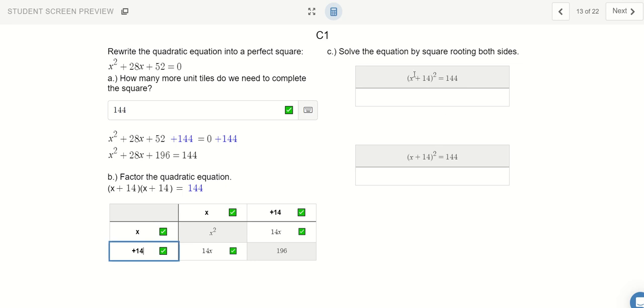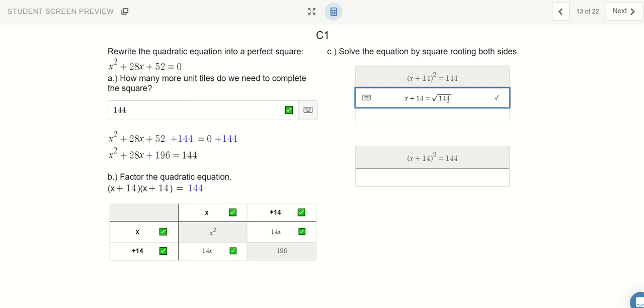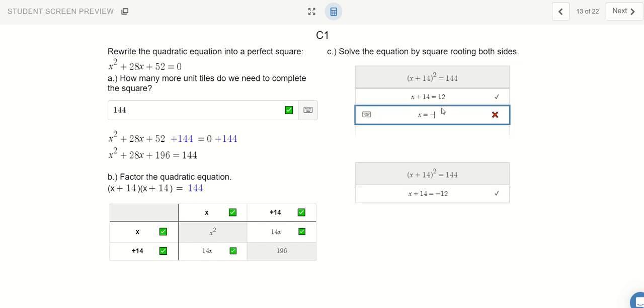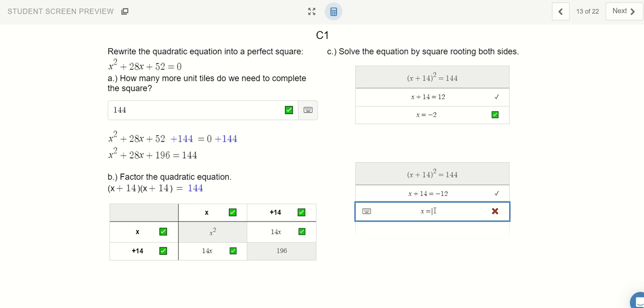All right, let's go and solve. Let's square root both sides. Square root of 144 is a perfect square. It's actually going to be 12. So it can be either positive 12 or negative 12. And minusing 14 on both sides, x either equals negative 2 or x equals negative 26.